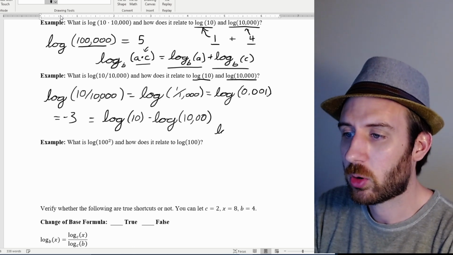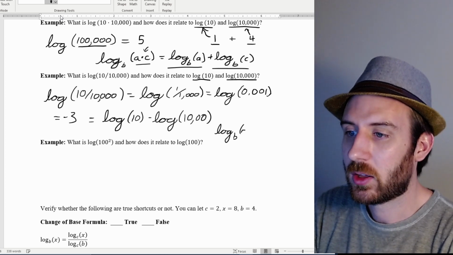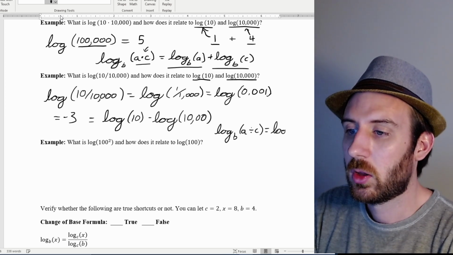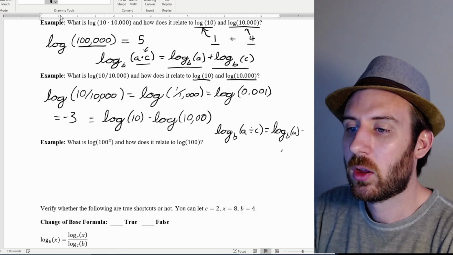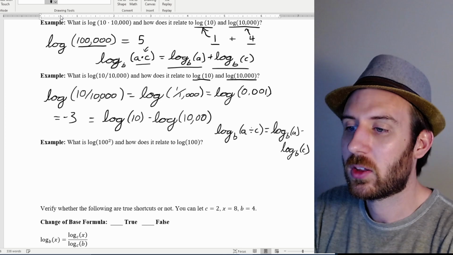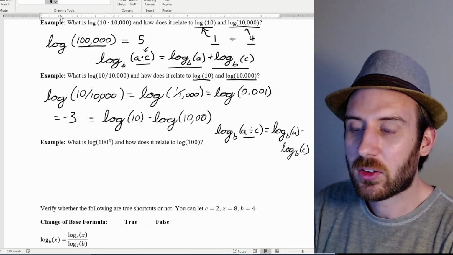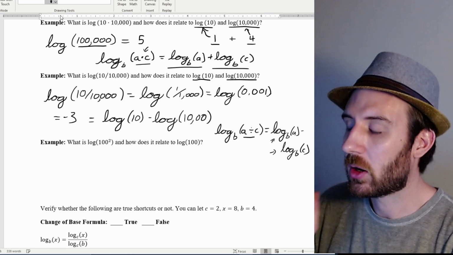So we can get another shortcut. Log base b of, we'll say, a divided by c is going to be the exact same thing as log base b of a minus log base b of c. Because all we're doing is saying if I decrease the magnitude on the inside, it's the same thing as finding the magnitudes and decreasing them. We're just changing that story a little bit in our mind.